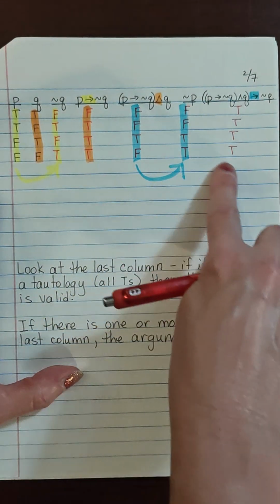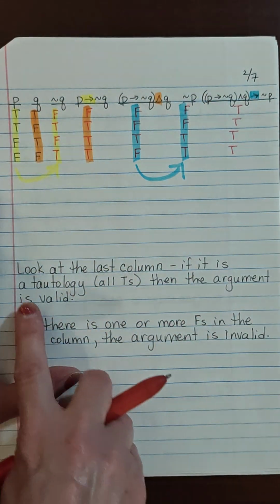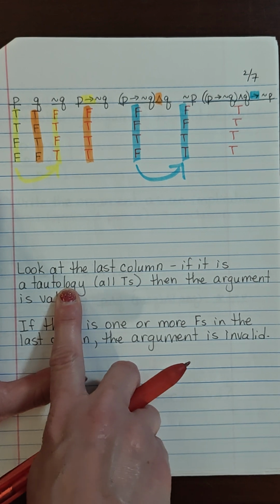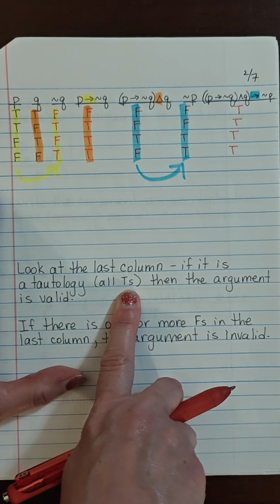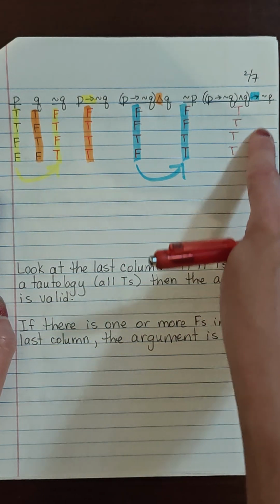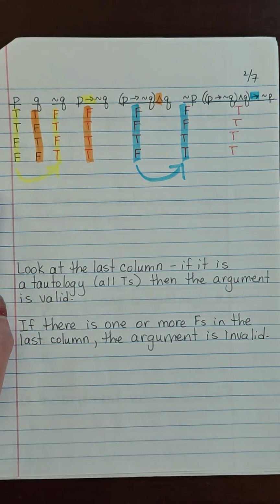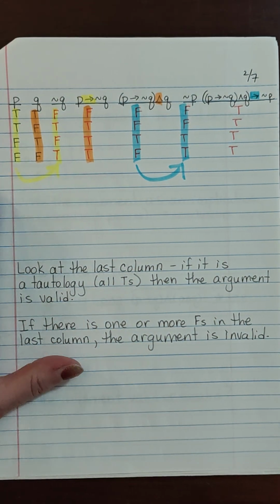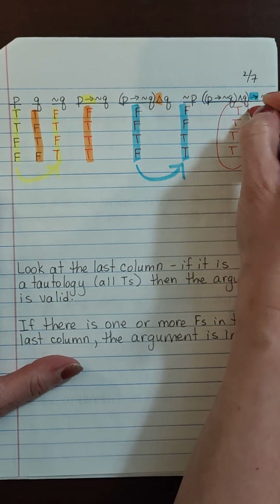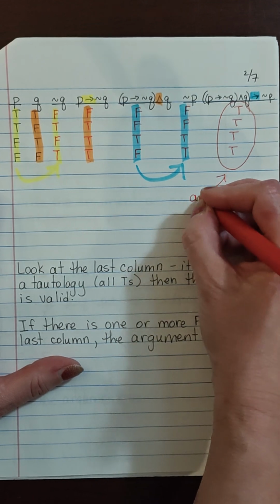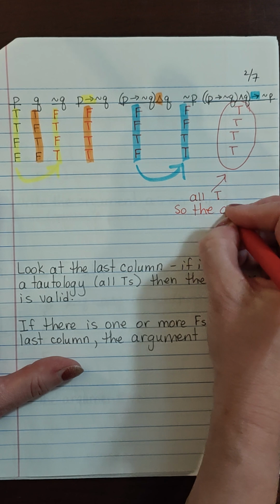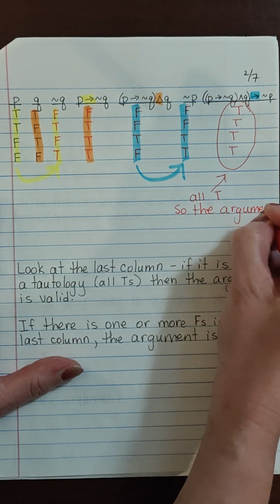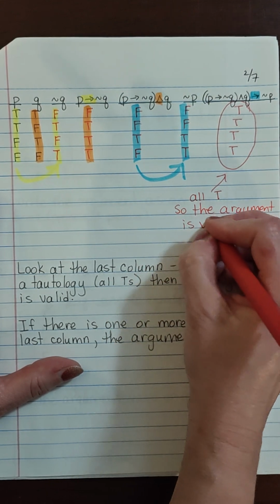Okay, now look at this last column. If it is a tautology, remember that's just the fancy pants term for all true, then the argument is valid. If there's one or more falses in this column, the entire argument is invalid. So this is all true. So the argument is valid.